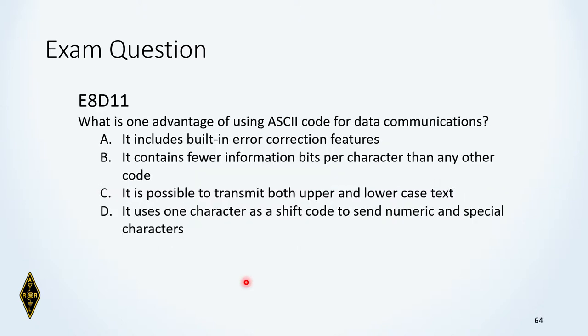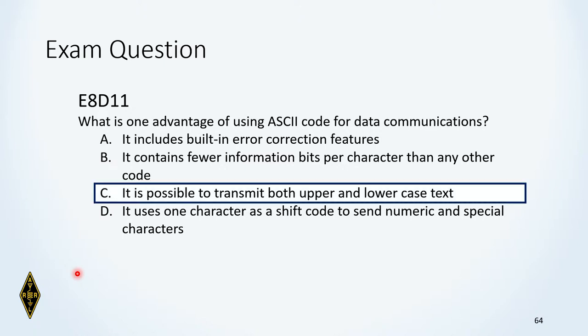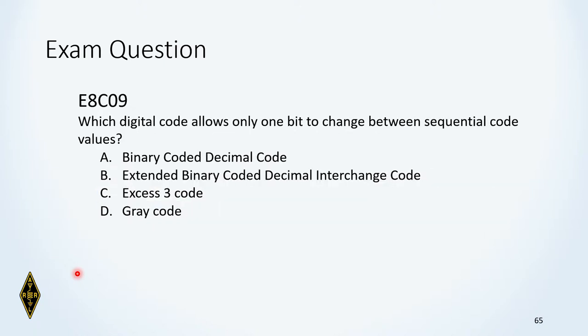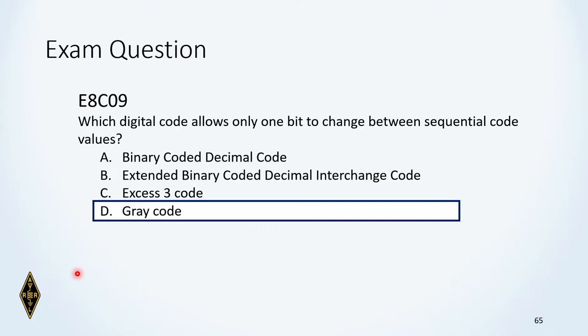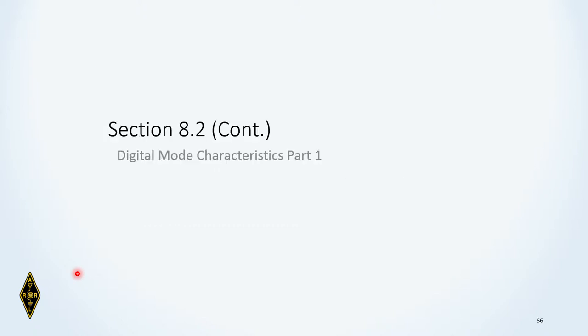What is one advantage of using ASCII code for data communications? There's a trick in this one too, so be careful. Or a trap, I should say. Charlie. The one that you could easily fall for is A. It includes built-in error correction features. It is actually error detection with the parity. So that's where people have stumbled on that. Which digital code allows only one bit to change between sequential values? Delta. That's our gray code, friend. Yep. We don't want to accidentally be launching missiles.